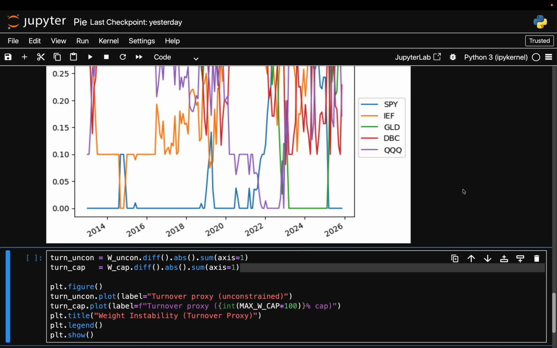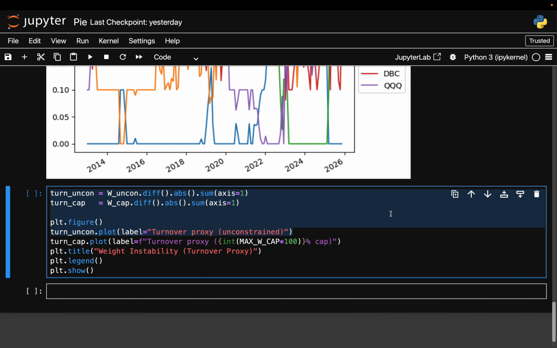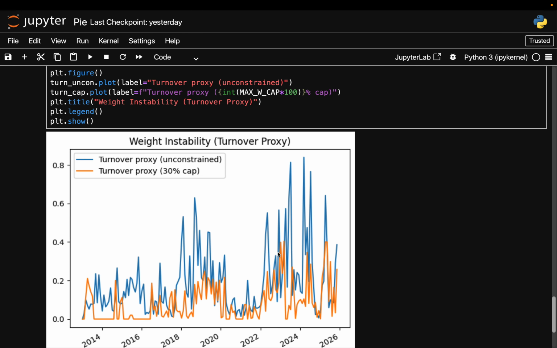Now finally, let's take a look at the turnover here. This plot summarizes the same issue in a single line. The blue line is the unconstrained turnover, and the orange line here is the 30% cap turnover. It's a simple turnover proxy: how much the weights change from one rebalance to the next. How often do you need to buy, sell, and so on. High turnover means the optimizer keeps changing its recommendation. Obviously this matters for transaction costs, execution, risk management, and so on.